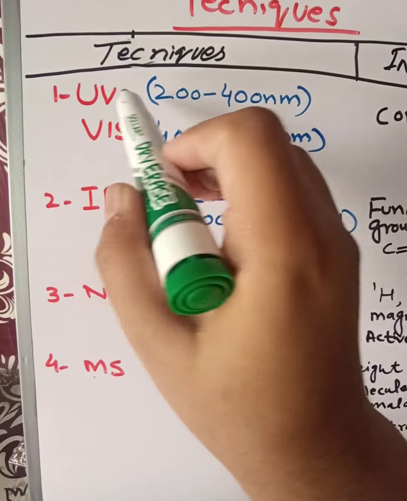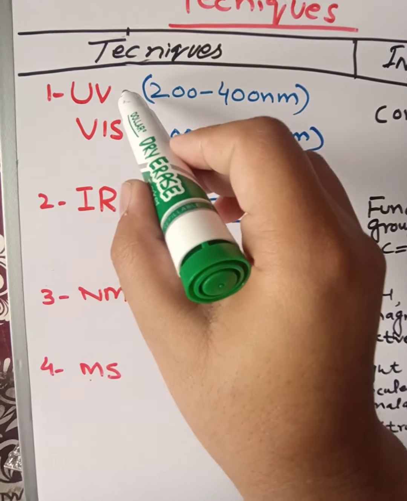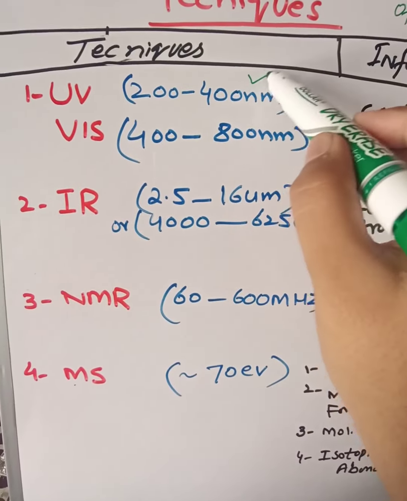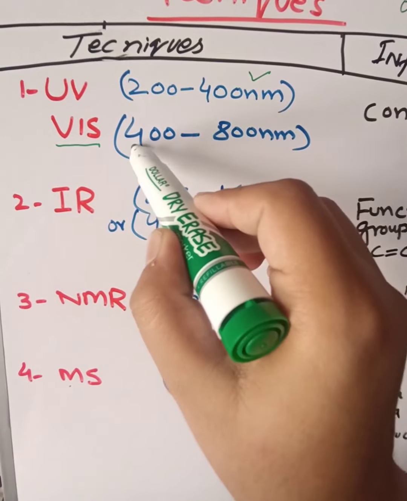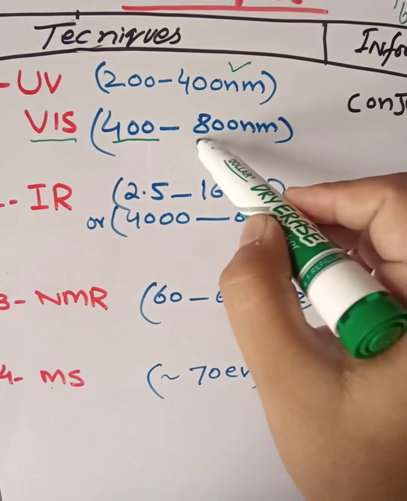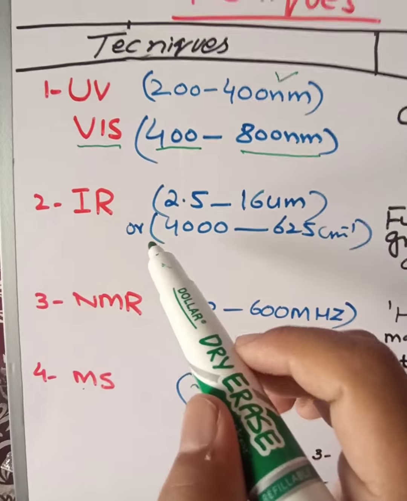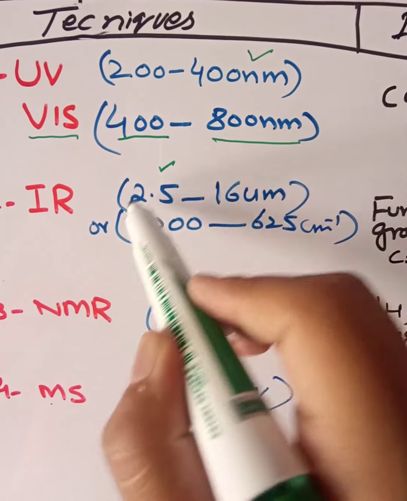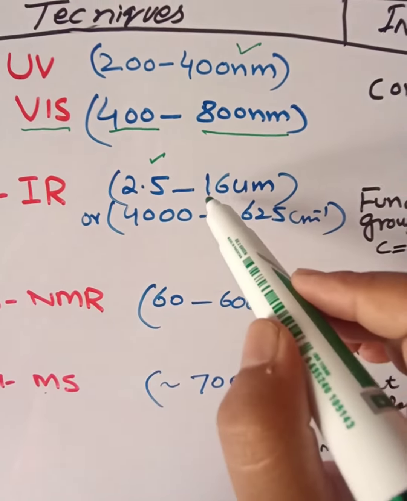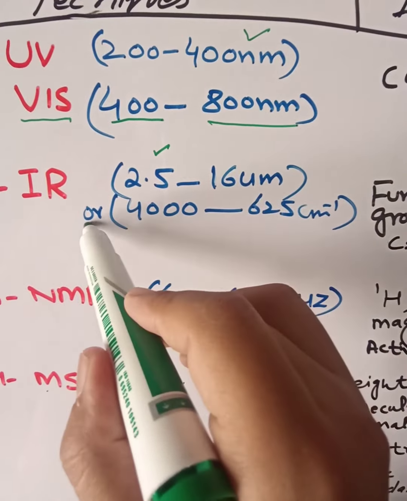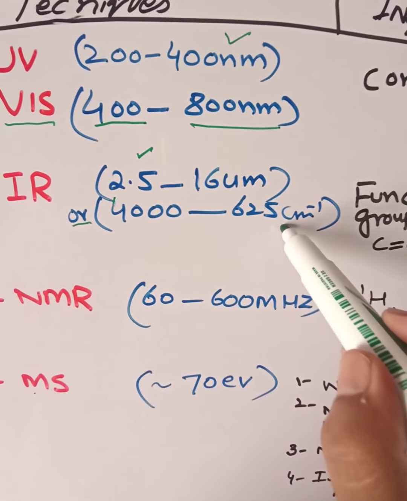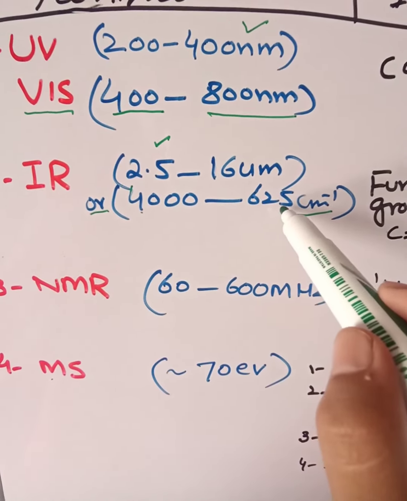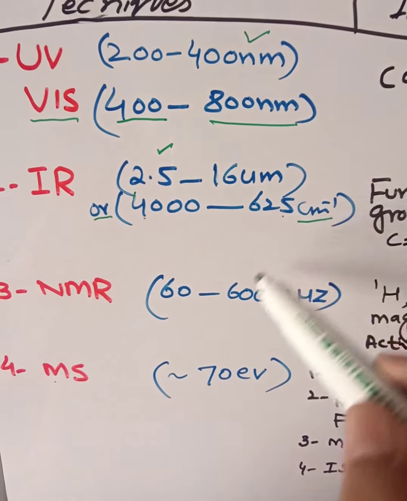The wavelength used in the UV region is 200 to 400 nanometers. For the visible region, the wavelength required is 400 to 800 nanometers. Similarly, for IR, absorbance occurs in the wavelength region of 2.5 to 16 micrometers, or we can also write it in the unit per centimeter, 4000 to 625 per centimeter.